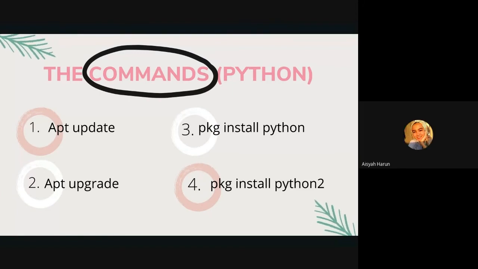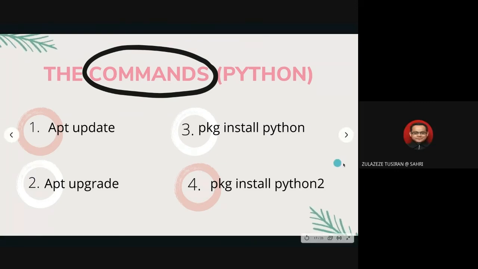So the first one is apt update, and the second one is apt upgrade, and the third one is pkg install Python, and the fourth one is pkg install Python 2. Okay, so basically, it's just the commands for launching the Python language.